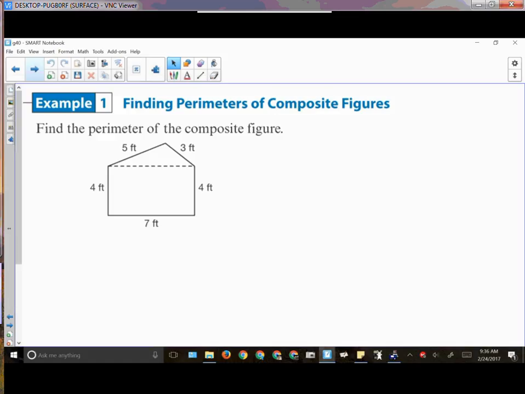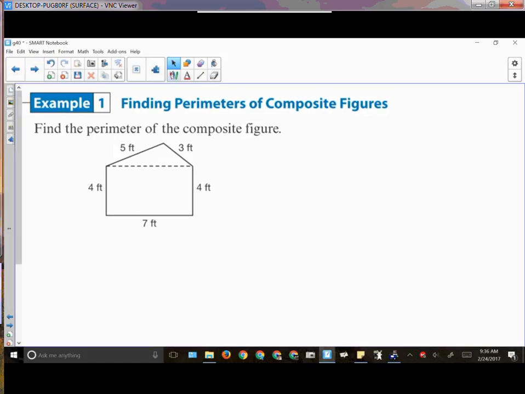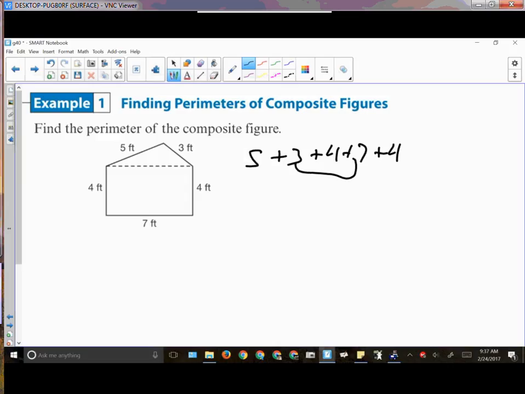So if I want to find the perimeter of that composite figure, that's just simple, isn't it? Why don't you just take 5 plus 3 plus 4 plus 7 plus 4 and add those up? Let's see, so we get 10, 8, 18, 23. 23 feet. Easy enough, right?